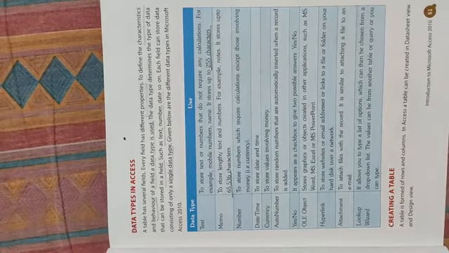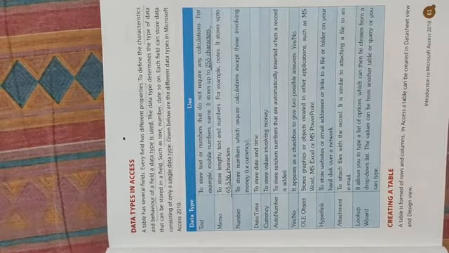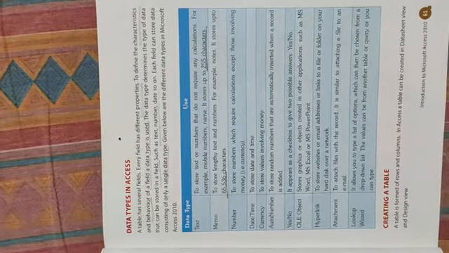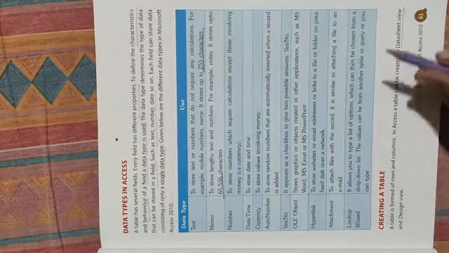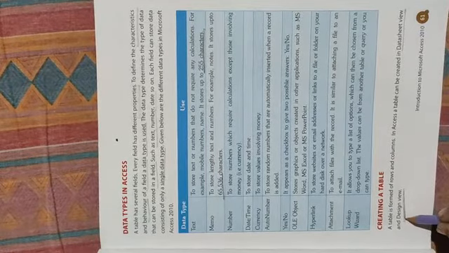Okay. Now creating a table. A table is a form of rows and columns. In Access, a table can be created in Datasheet view and Design view. Datasheet view and Design view. Okay, these are two ways for creating a table.